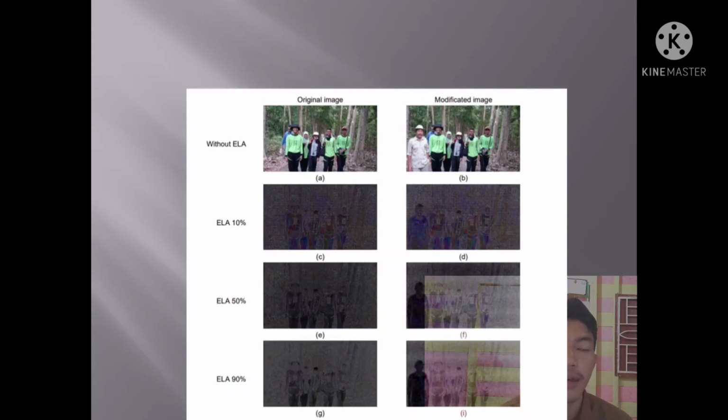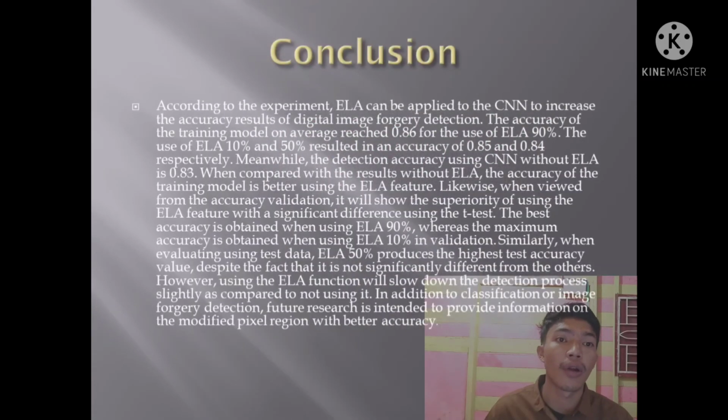This is the difference between using error level analysis and not using error level analysis. We can see in the array using the original image, and picture B, the modified image.